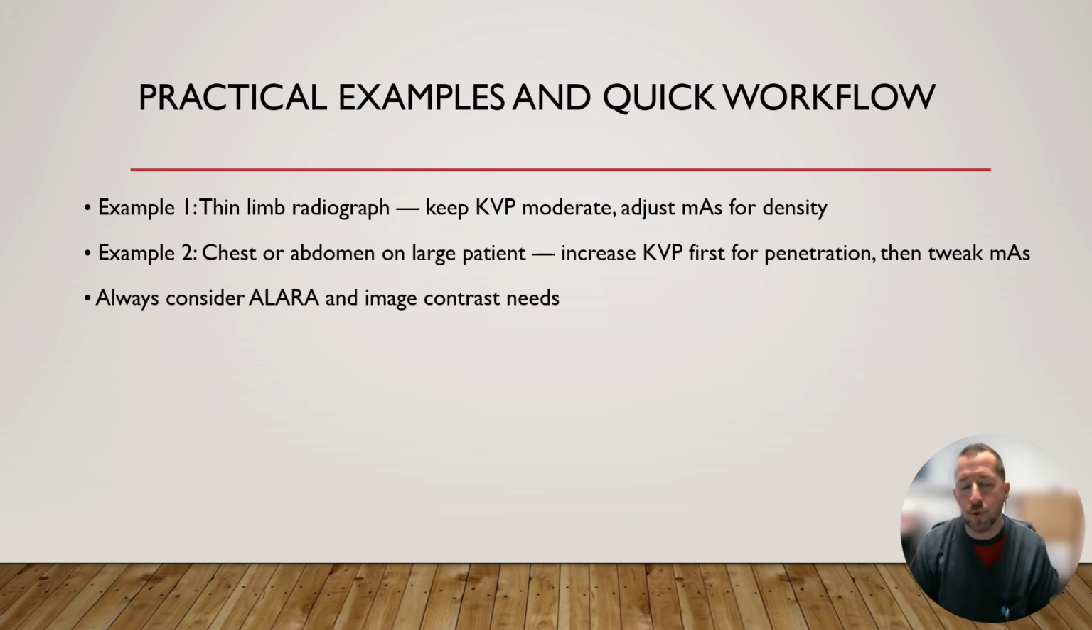All right, so some quick examples for some quick workflow. If we're dealing with a limb, like a humerus, our kVp is probably pretty accurate, or even standard, pre-programmed into the computer. If it looks a little mottled, we would probably have to adjust our mAs. But if we're working with a chest, abdomen, or a large patient, we might have to increase the kVp to increase the transmission rate of those photons so that they can reach the image receptor, then tweak the mAs after that if it still looks a little mottled.